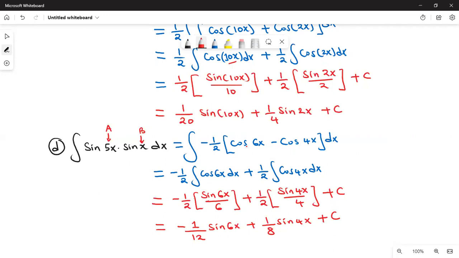Look for more problems where the integrand is a product of sines and cosines. And take note of those three identities to be able to rewrite your integrand.